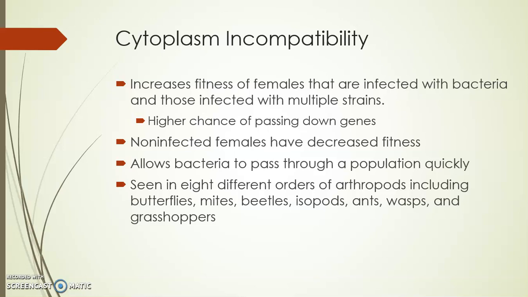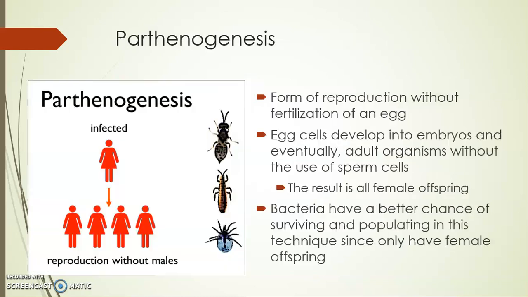So this increases the fitness of females who are infected with the bacteria and also females who are infected with multiple strains of the bacteria. They have a higher chance of passing down their genes. Non-infected females have decreased fitness, and this allows the bacteria to pass through a host population quickly. This is seen in 8 different orders of arthropods, including butterflies, mites, beetles, isopods, ants, wasps, and grasshoppers.